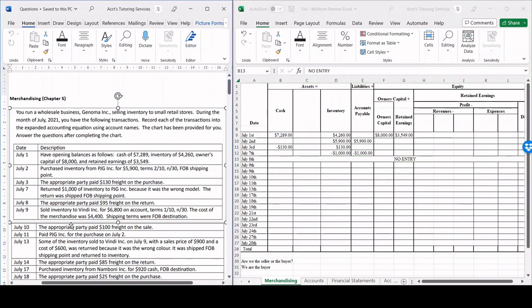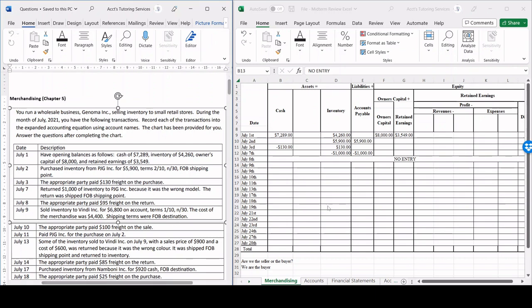Then on July 9th, sold inventory to this company for $6,800 on account, terms 1/10, n/30. Remember, in this case, we sold inventory now, right? So we are the seller. So this means that if they pay us within 10 days, they get a 1% discount, no matter what, otherwise it is due within 30 days. The cost of the merchandise was $4,400. Shipping terms were FOB destination.